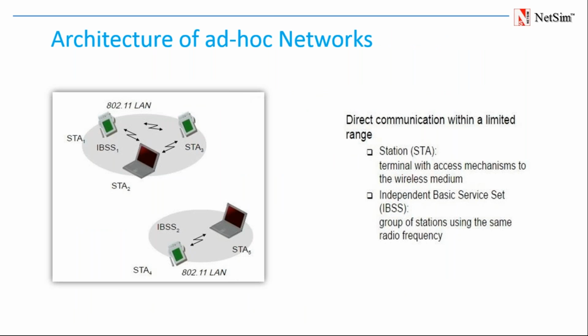So this is the architecture of an ad hoc network, where devices communicate directly within a certain range in their basic service set. In the picture, STA or station is given, which is a terminal having an access mechanism to the wireless medium, and the IBSS, that is independent basic service set, is a group of stations using the same radio frequency. So this is the basic architecture of an ad hoc network.